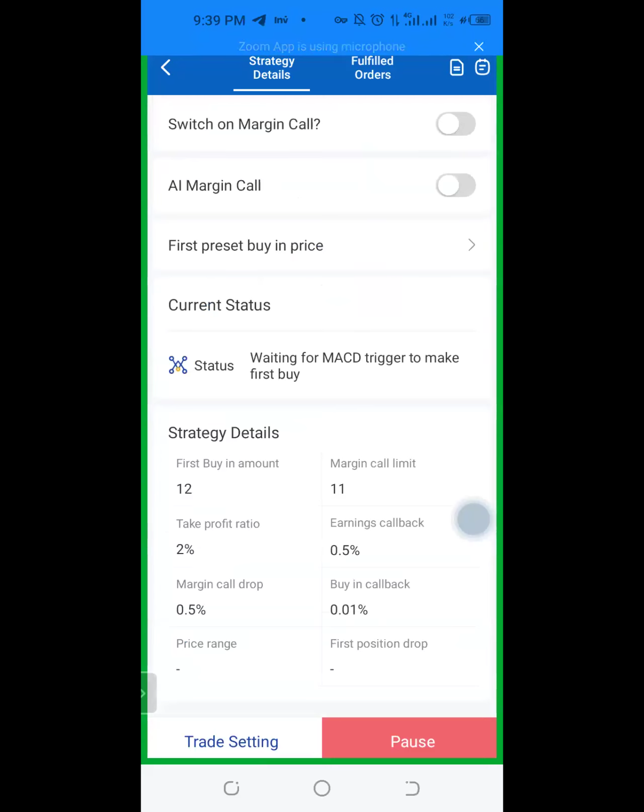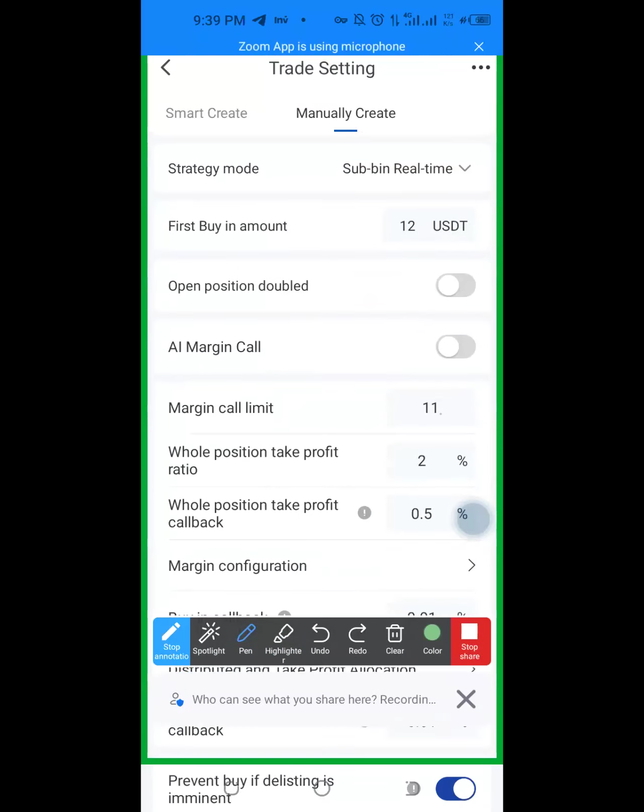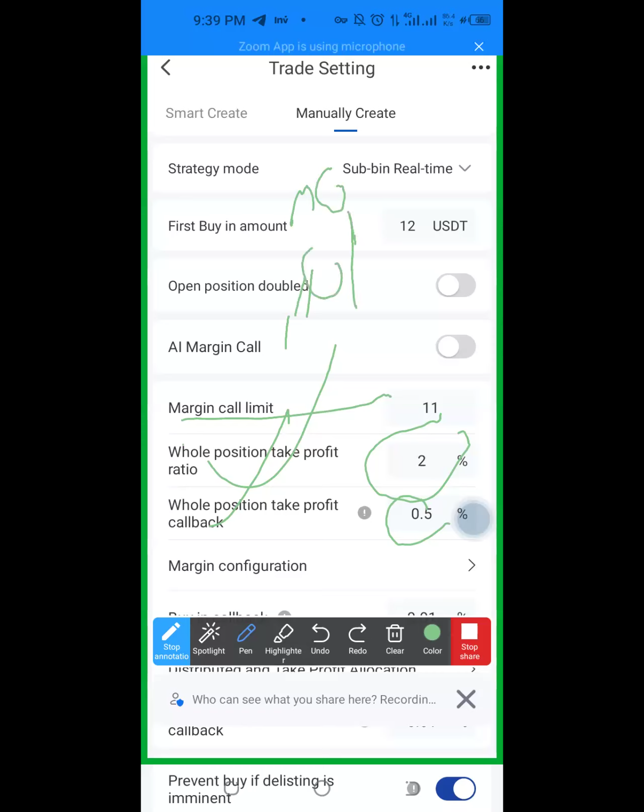You see it here. See my setup here. Put 2% up and put 0.5% here at the callback. It means that if there's a crossover below the zero line and the candles are moving up, and they couldn't reach the 2% trigger, the moment there's a pullback of 0.5%, that is 2 minus 0.5, the bot will just close the trade for you.